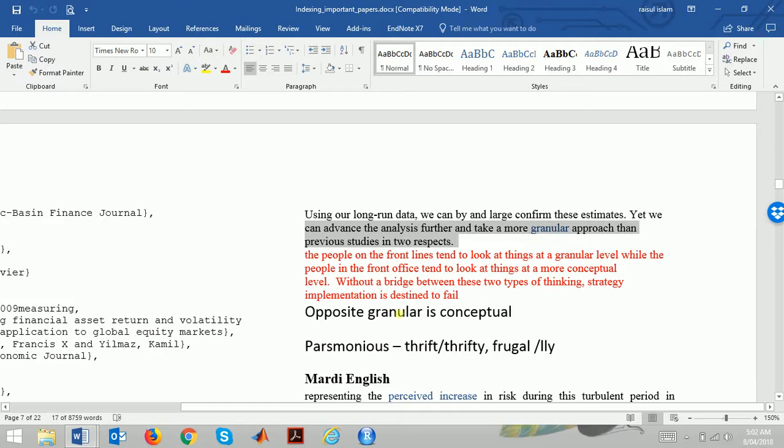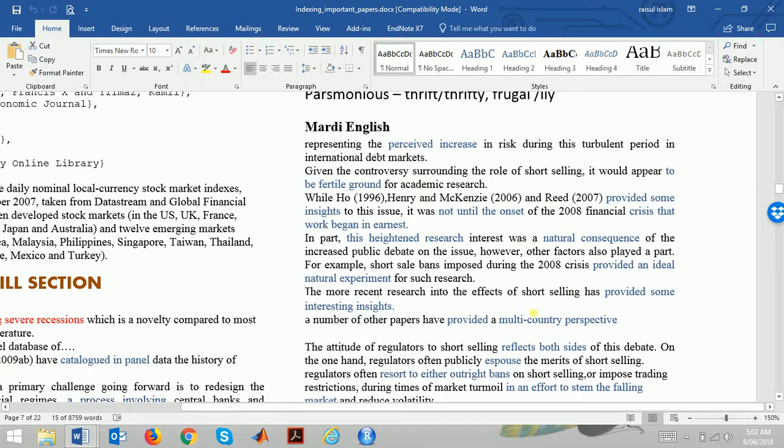The people on the front lines tend to look at things at a granular level, where the people in the front office tend to look at things at a more conceptual level. Without a bridge between these two types of thinking, strategy implementation is destined to fail. So opposite granular is conceptual, representing the perceived increase in risk during the turbulent period.